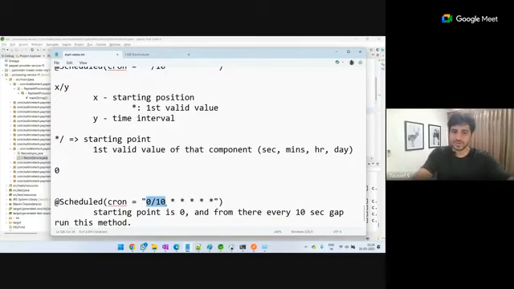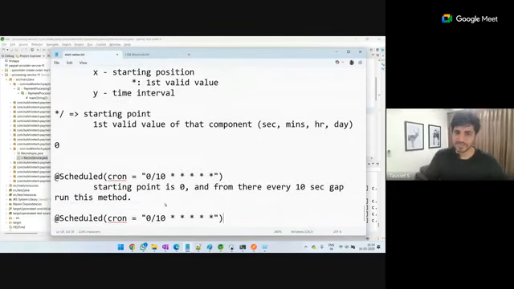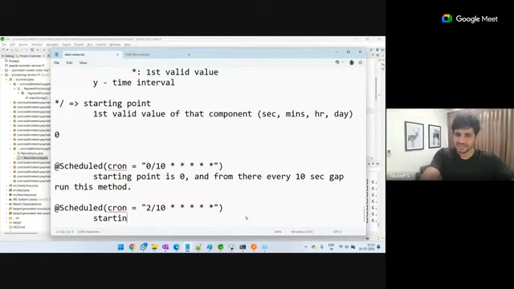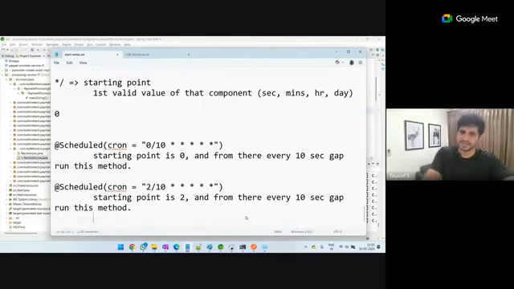Let me give you a quick twist here. What will happen if we make the starting point 2 seconds? We are changing the starting point. Instead of 0 as the starting point, we are saying 2. So take this statement and write it in this manner: starting point is 2, and from there, every 10 seconds gap, run this method. What do you think will happen?